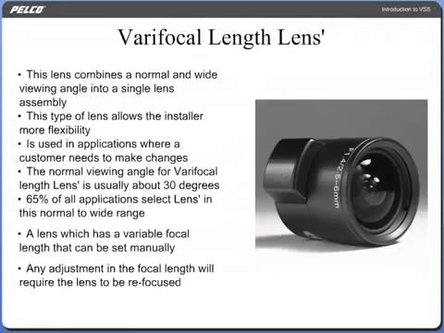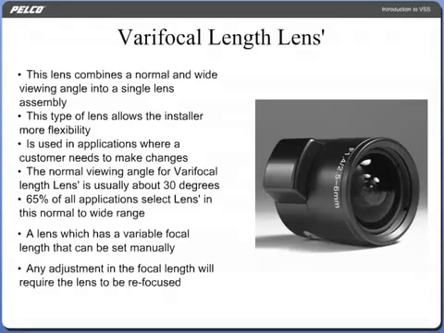A varifocal lens combines a normal and wide viewing angle into a single lens assembly. This type of lens allows the installer more flexibility when setting the view angle for a customer. This lens is used in applications where a customer needs to make changes. The normal viewing angle for varifocal length lenses is usually about 30 degrees, with the wide angle being between 60 and 80 degrees. 65% of all applications select lenses in this normal to wide range.